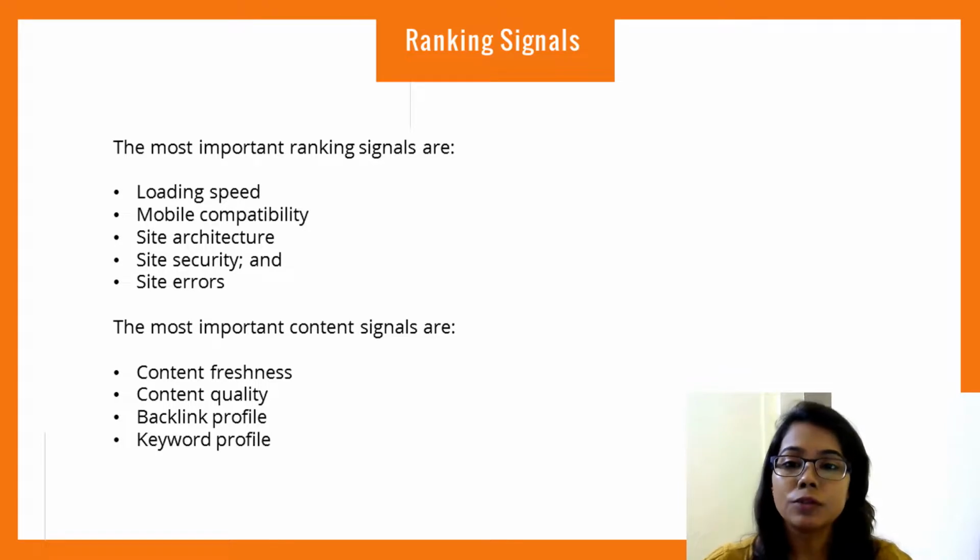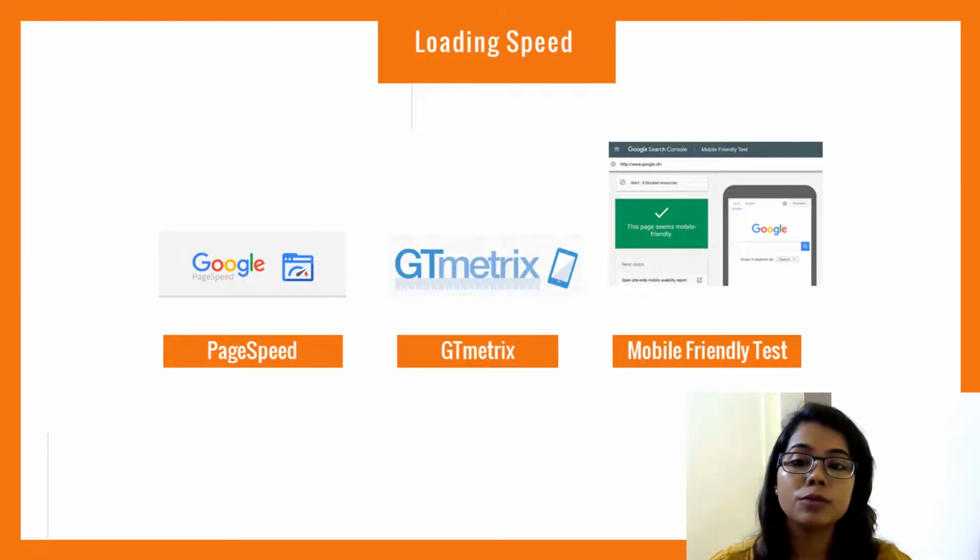Okay, so the first site, for site loading speed, you can search for PageSpeed Insights on Google. That is a tool developed by Google itself to check loading speed and offer actionable advice on how you can improve it. Alternatively, you can visit a website called GTmetrix, which does the same thing. For mobile optimization, you can go to Google's Mobile-Friendly Test.